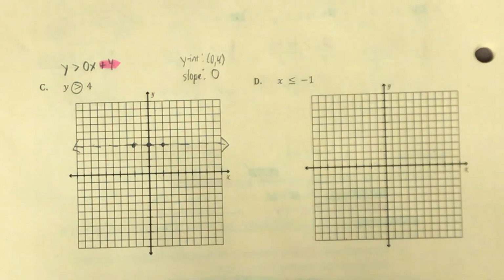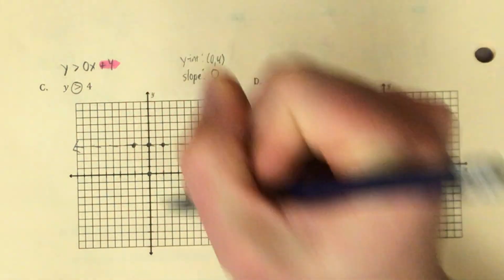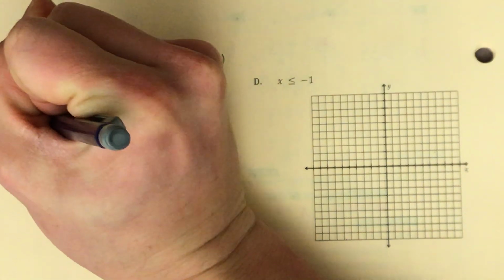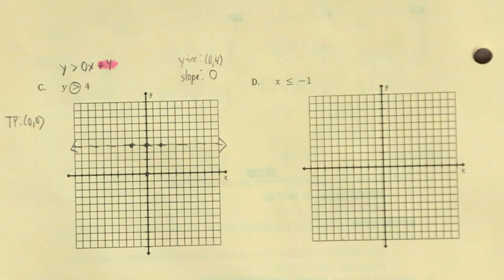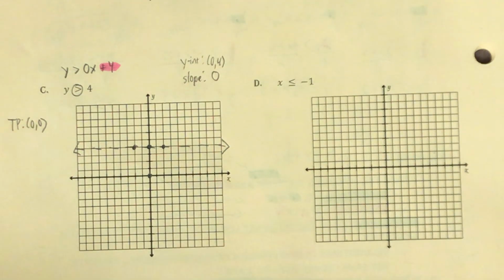So then our next thing is we want to plug in a test point, just like before. So I'm going to use the test point over here of 0, 0, which is below the line, right? And I'm going to plug that in, because remember, our test points cannot be on the line. So 0, 0, it's below the line. I'm going to plug that in to see if the solutions are below the line.